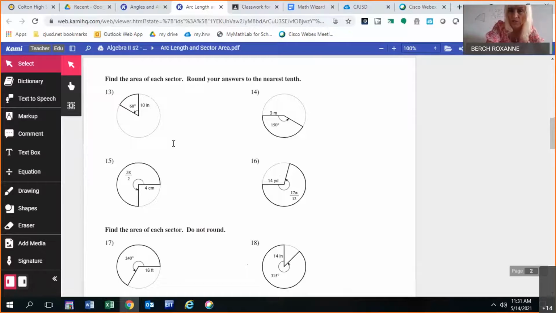All right, does anybody have any questions? All right, well, I'm going to send out a remind message to everybody, making sure that if you're working with radians, make sure you're in radian mode. If you're working with degrees, make sure you're in degree mode. All right, I'll see you in your Math Wizard teams.